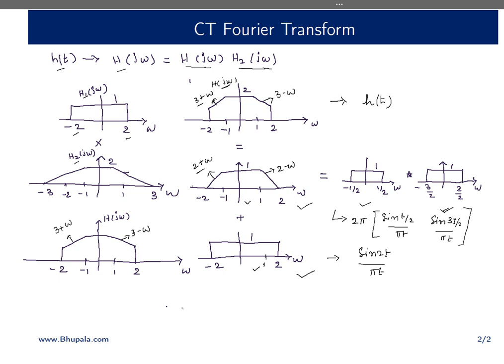So clearly we can summarize that our overall impulse response h of t would be 2 pi times sine t by 2 by pi t multiplied with sine 3t by 2 by pi t, whole signal added with sine 2t by pi t. Okay, hope this problem helps you in understanding the concepts of Fourier transform and convolution operation. Thank you.